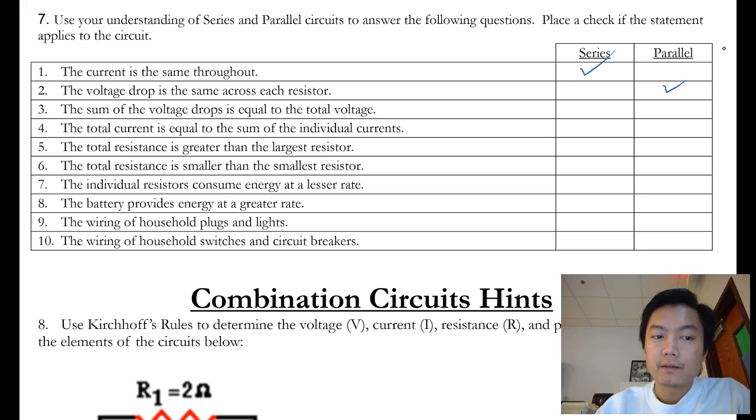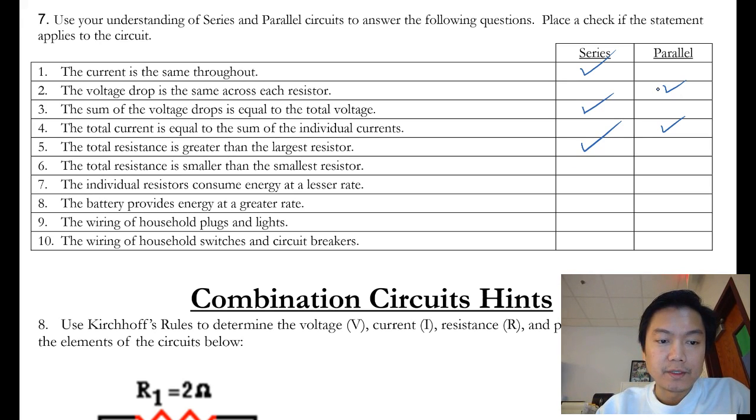Number three, the sum of the voltage drops is equal to the total voltage. Number four, the total current is equal to the sum of the individual currents. Number five, the total resistance is greater than the largest resistor. Right? That means the more resistors you add, the higher the total resistance.